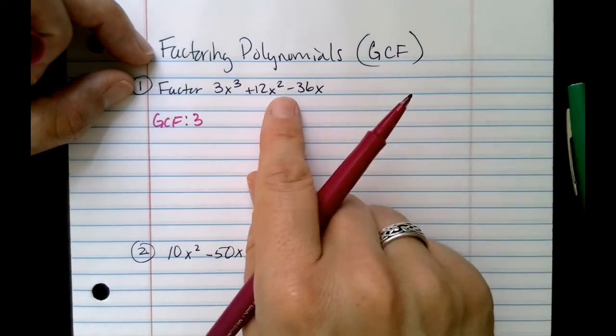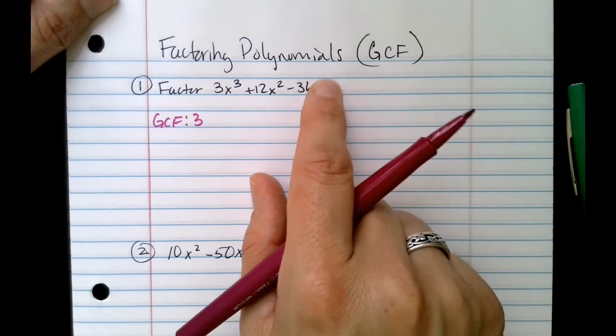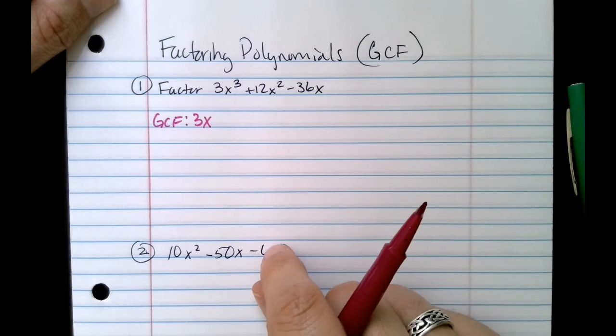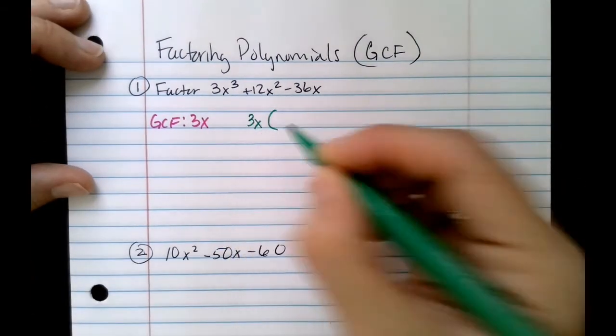Next, let's look at the variables. I have 3x's here, I have 2x's here, I have 1x there. So the most they have in common is 1x. So I'm going to factor out a 3x. So I'm going to write 3x up front because that's my factor term.